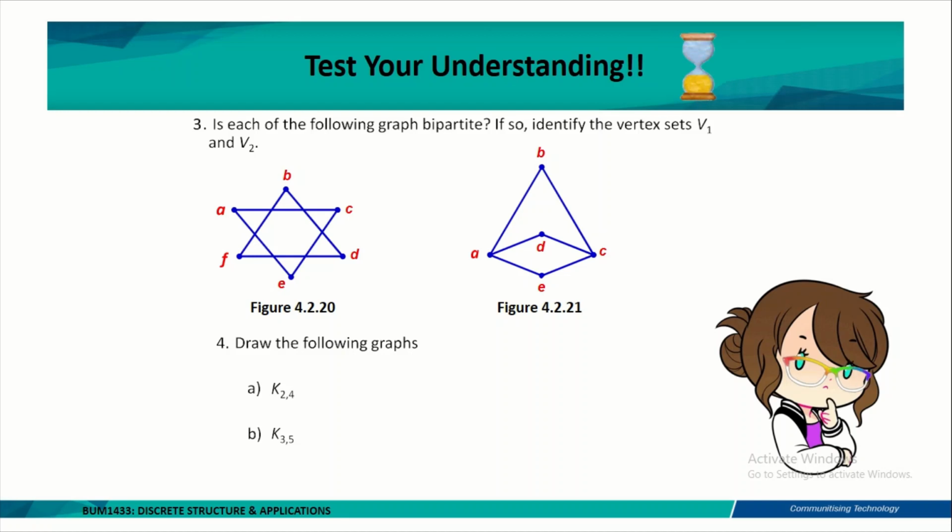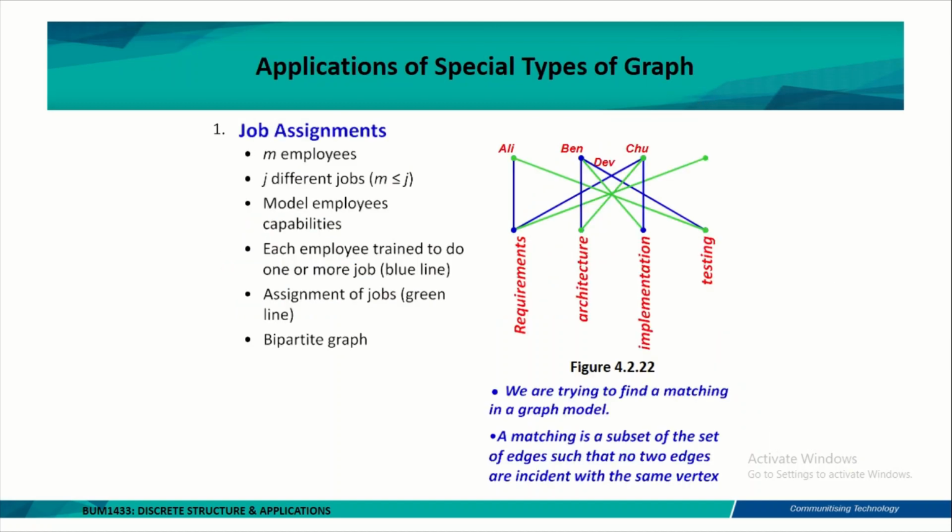Next is the application of the special types of graph. First is the job assignment. We have M employees and J different jobs. It is to model the employees' capability, and each employee is trained to do one or more jobs. It is represented in the blue line, and the green line is the assignment of the job. This is the bipartite graph. So we are trying to find a matching in a graph model. A matching is a subset of the set of edges such that no two edges are incident with the same vertex.